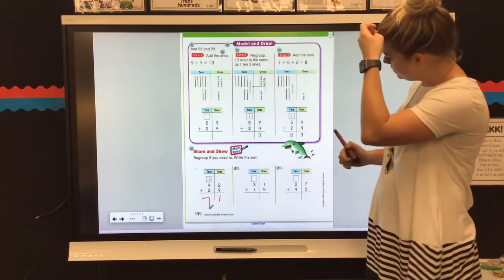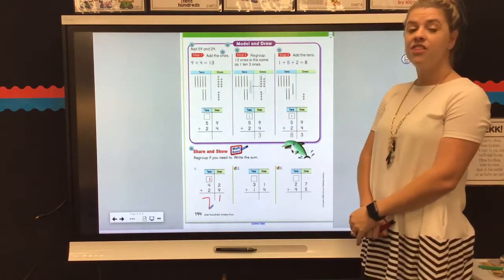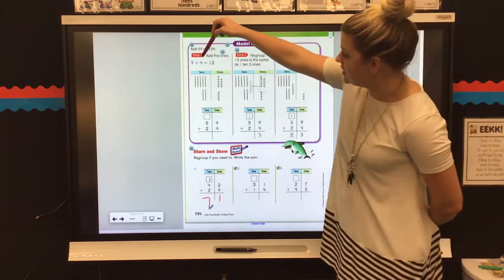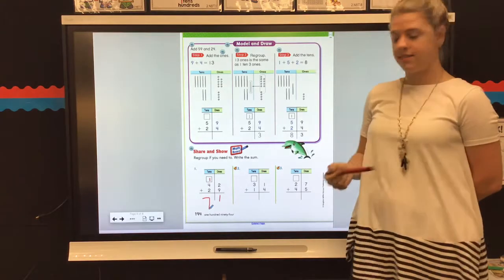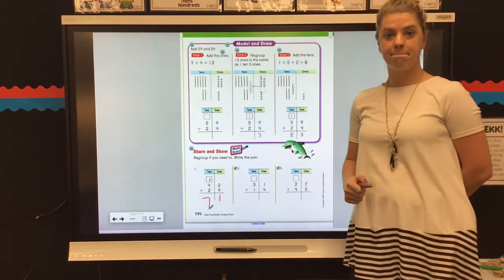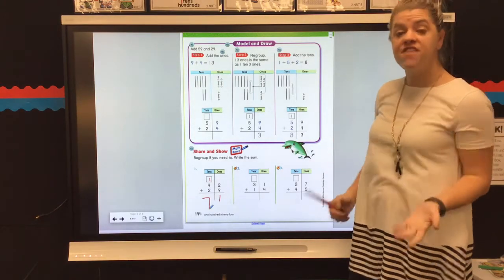Here we go. 31 plus 14. Step 1 tells us to add the ones. Okay, so here we go. 1 plus 4. That should be a quick one. 1 plus 4 equals 5.